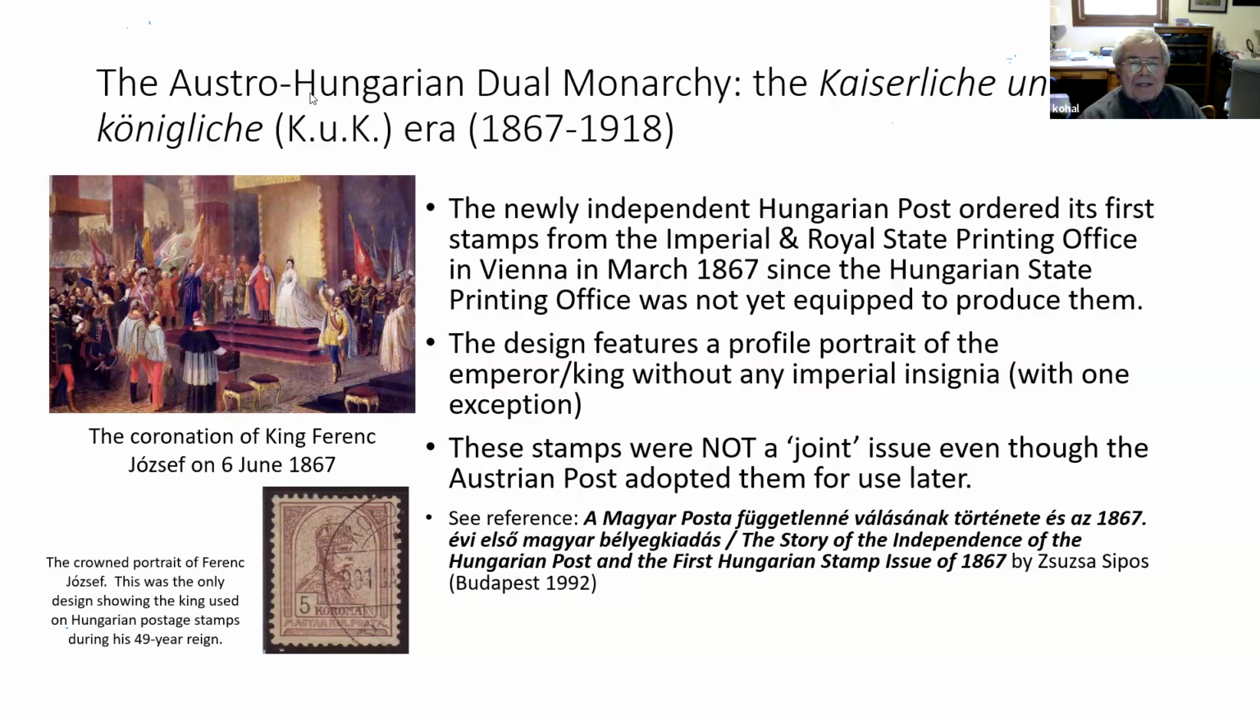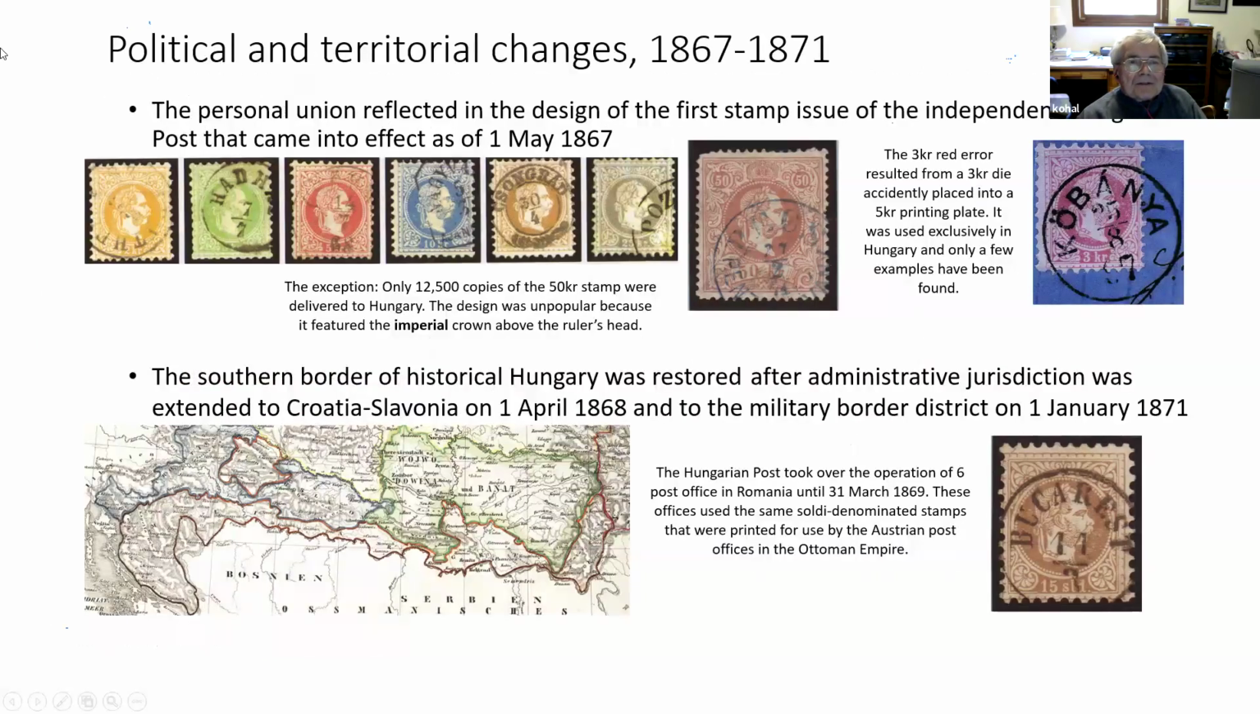The Austrian post actually adopted this design and used it after the Hungarian post started using it. So the stamps of that first issue, there were 6 different values. They're shown at the top of the page. And there was a special 50 Kreuzar stamp issued later.